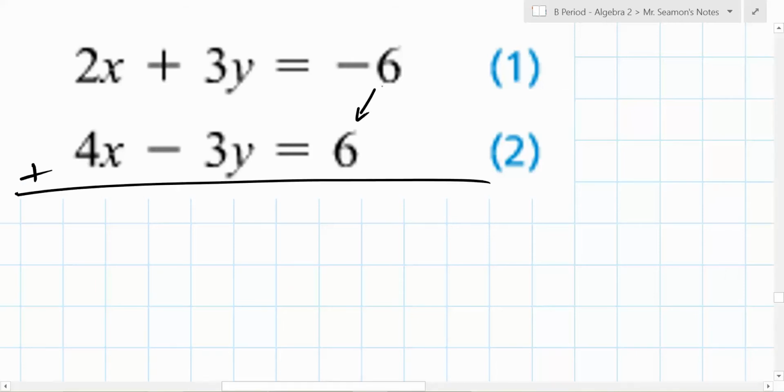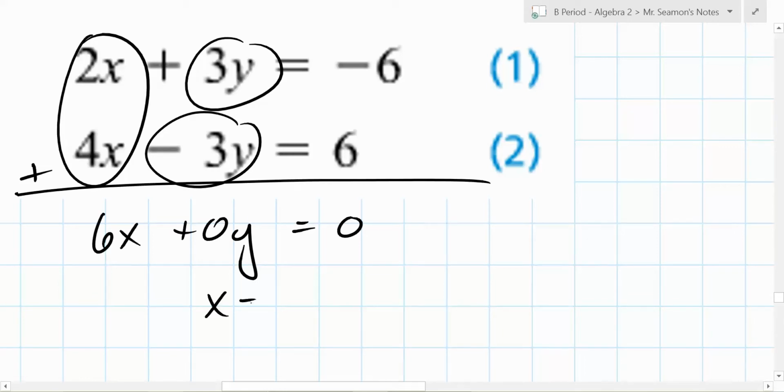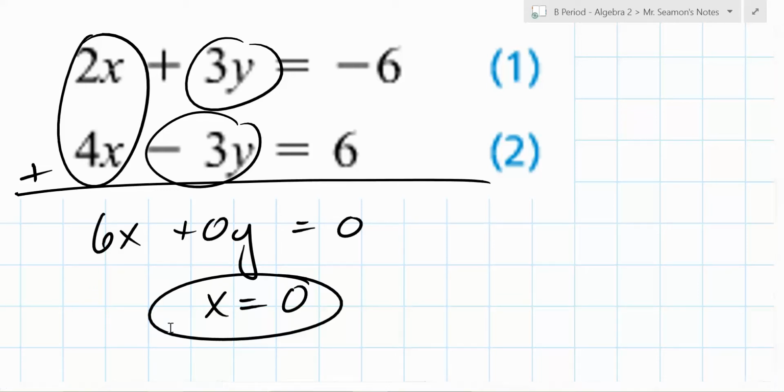What's negative 6 plus 6? What's that equal to? 0. What's 3y plus negative 3y? 0y. What's 2x and 4x? So what does that mean x must be? 0. X must be 0 because 6 times what is 0? 0. So if you have x is 0, how do you solve for y?